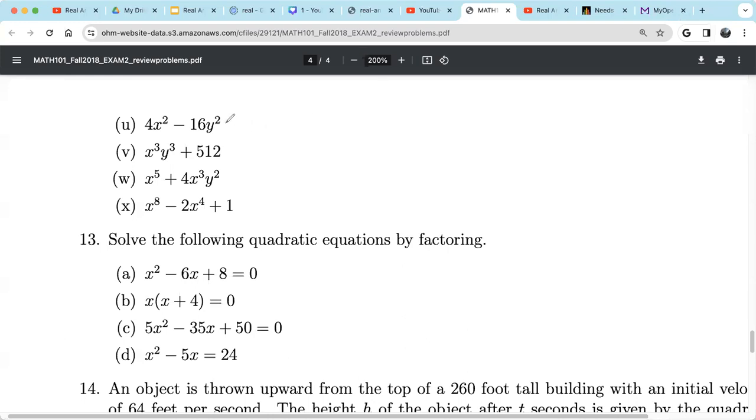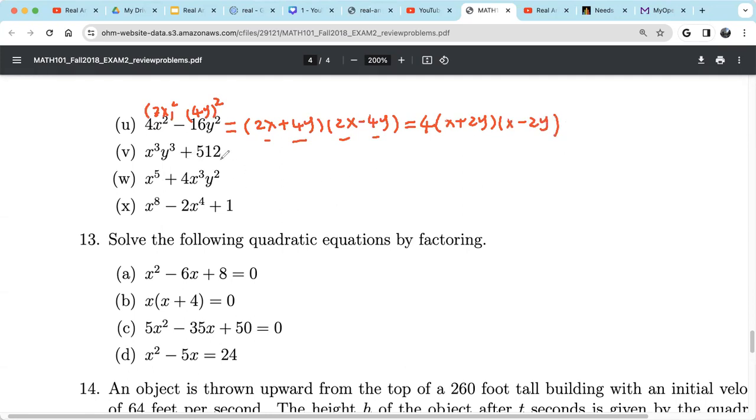Let's say this is a difference of two squares, right? Because 4x squared can be written as (2x) squared, and 16y squared can be written as (4y) squared. So this can be factored as (2x plus 4y) times (2x minus 4y). Actually, I should factor out 4 first. Right? So 2 is a common factor in this case. 2 times 2, that's 4. That becomes 4 times (x plus 2y) times (x minus 2y).